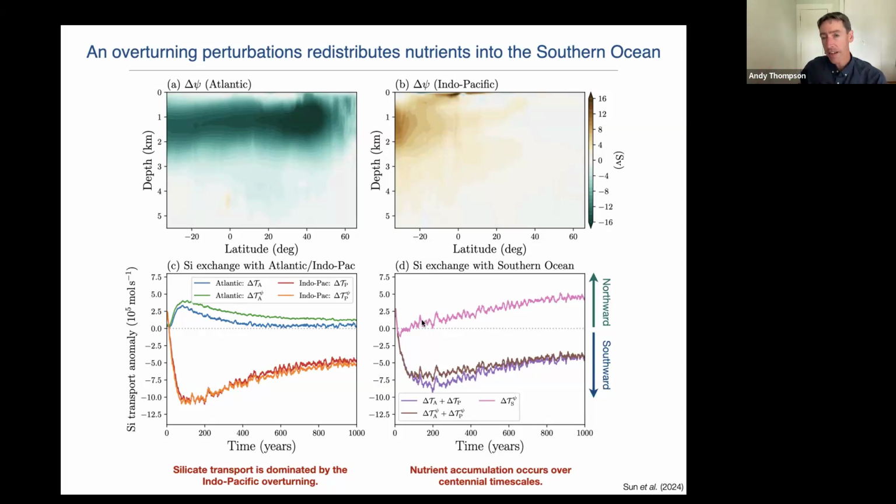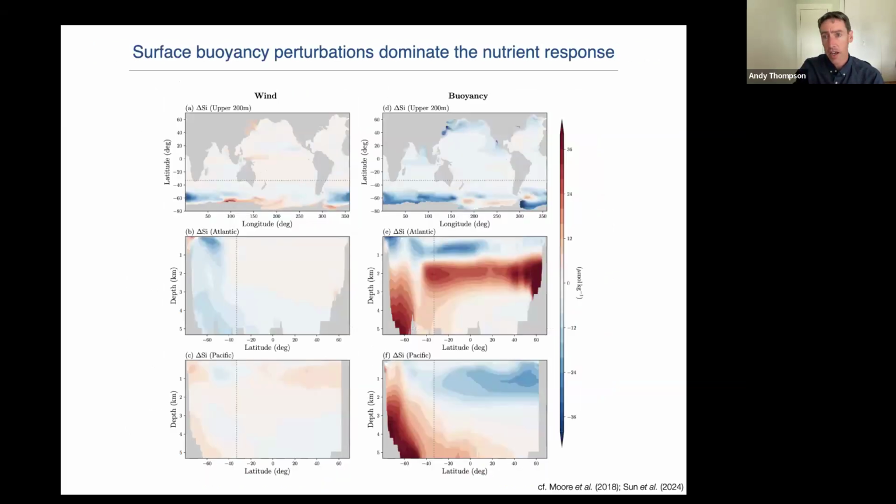And then this pink curve is showing that there is a slow response to changes in the overturning circulation in the Southern Ocean itself, so that over long timescales, over about a period of 1,000 years, there's essentially a balance there. But on multi-centennial timescales, there is an accumulation of nutrients into the Southern Ocean. Now, this is actually the response that has been talked about previously. There's a well-cited paper led by Keith Moore in 2018, which talked about this nutrient trapping in the Southern Ocean that can happen in a warming climate. But most of those explanations really hinged on perturbations to the surface wind stress in the Southern Ocean, as opposed to this response to the overturning circulation.